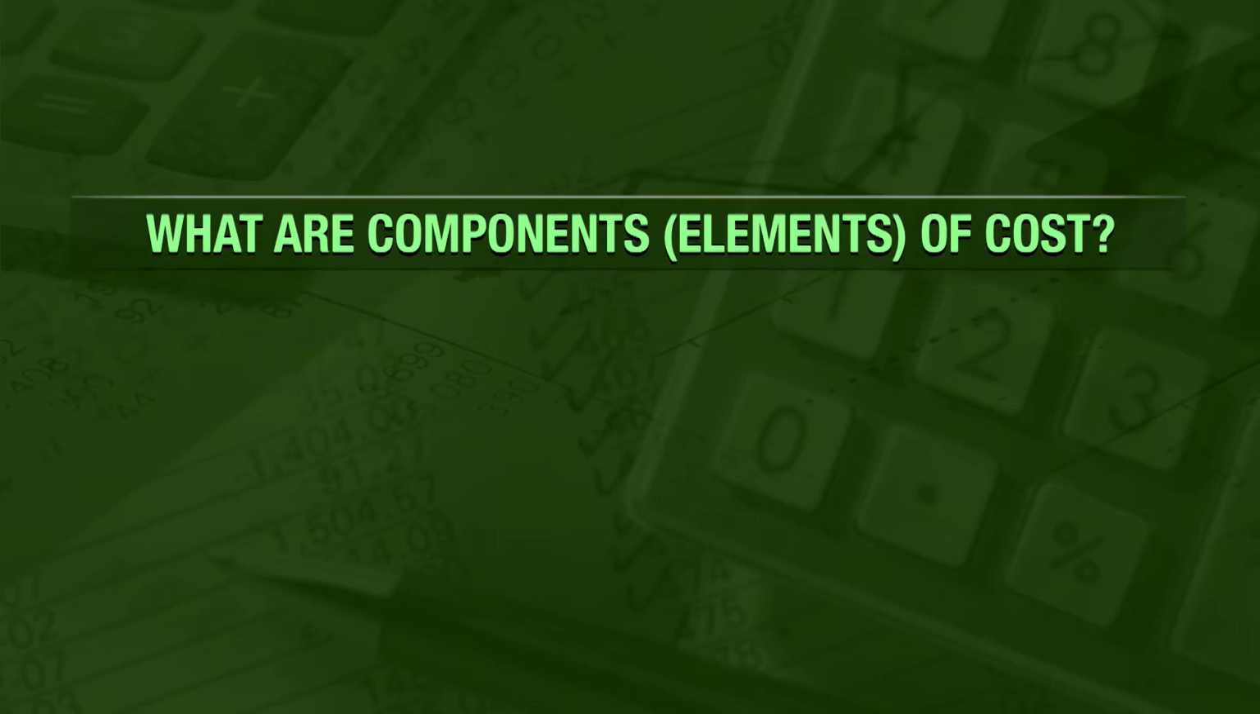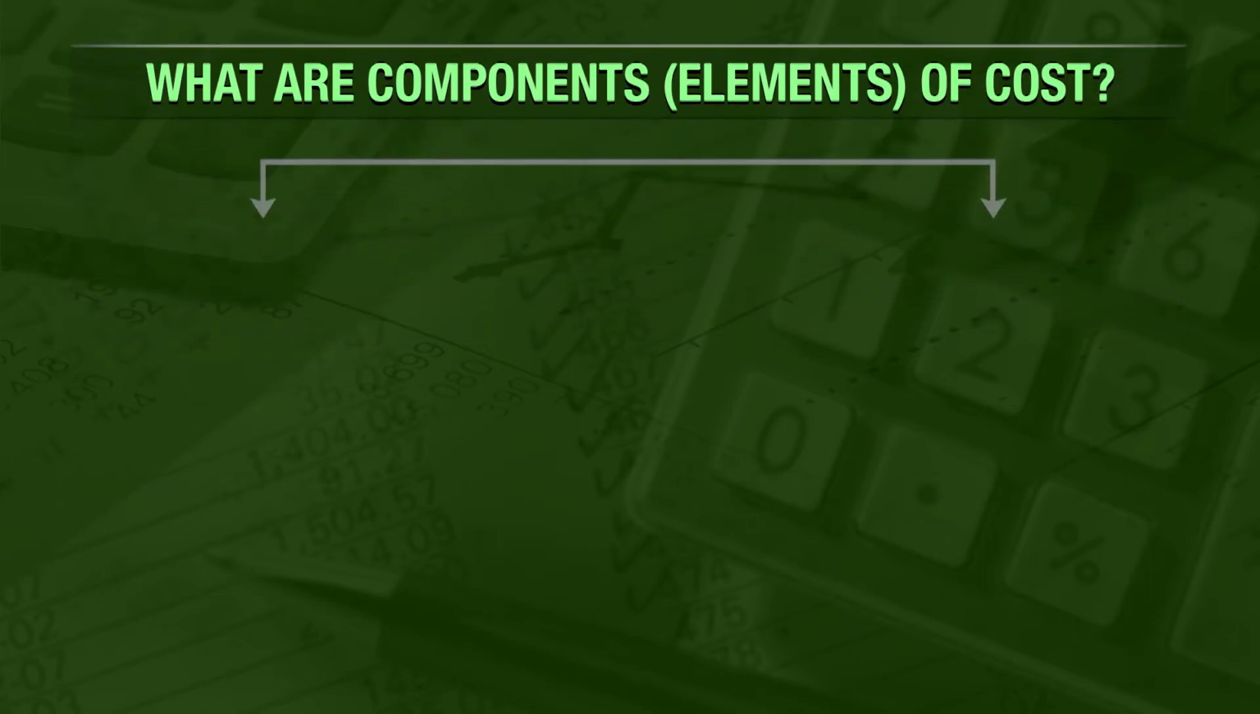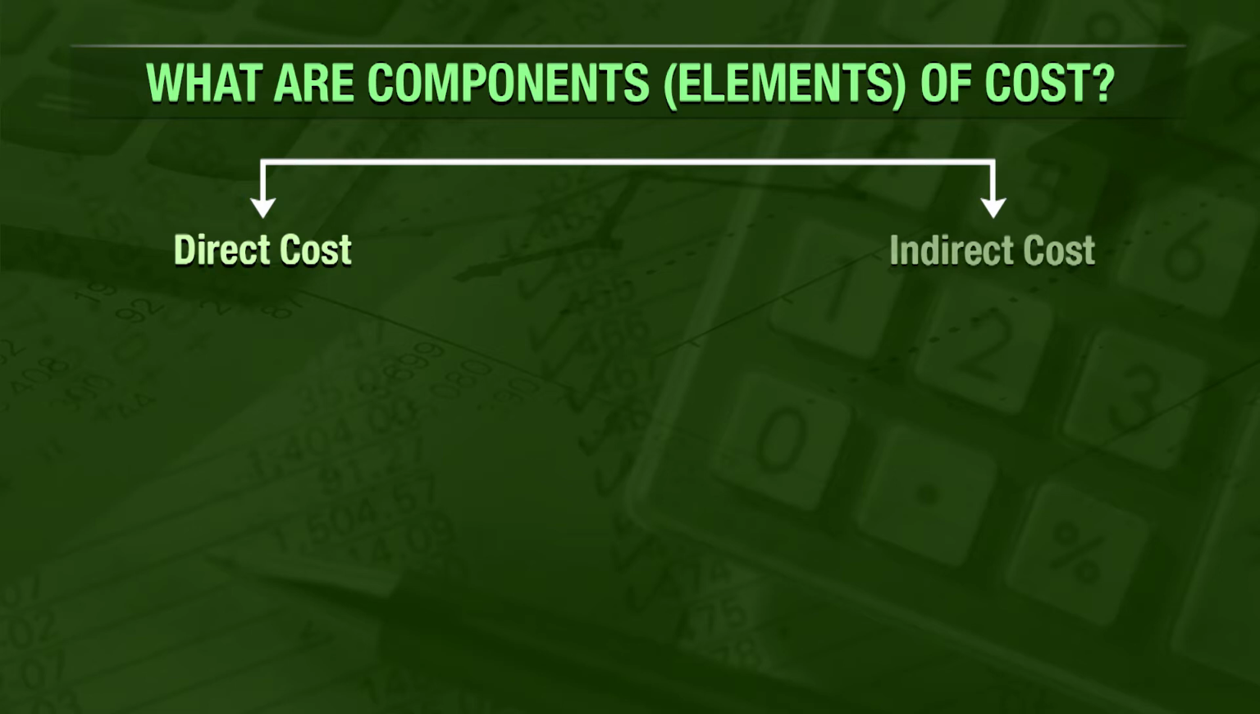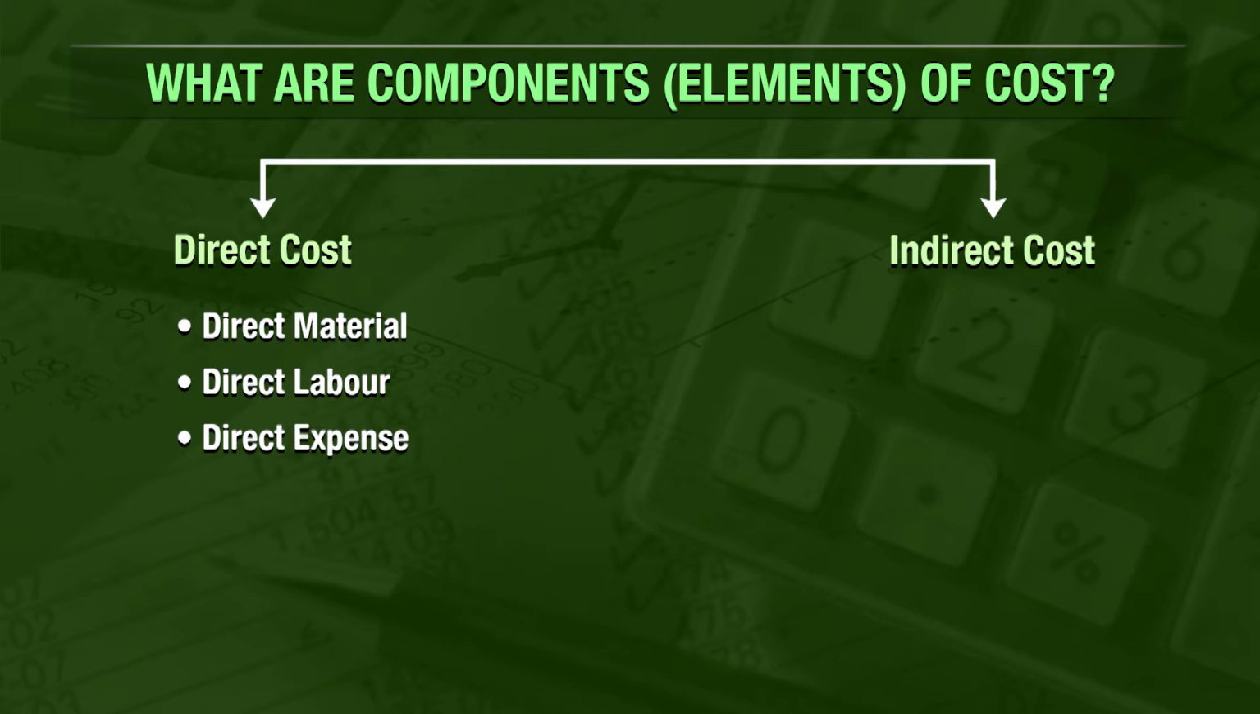Friends, these components are categorized into two categories: direct cost and indirect cost. Indirect cost is known as overheads also. In case of direct cost, we include direct material, direct labor and direct expenses. Please keep in mind that these are all variable cost. Now let us see the components of indirect cost.